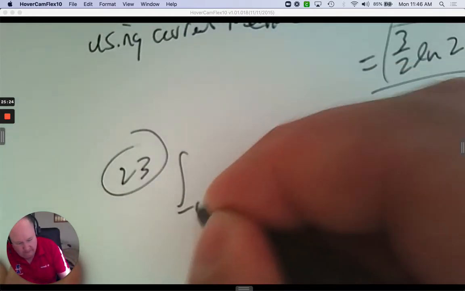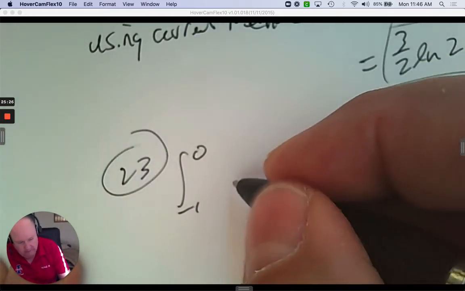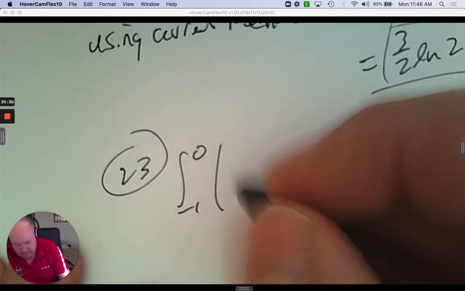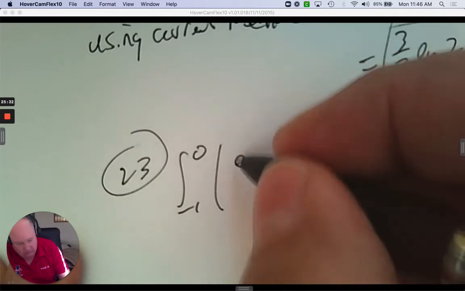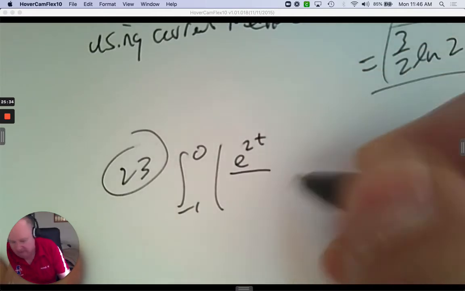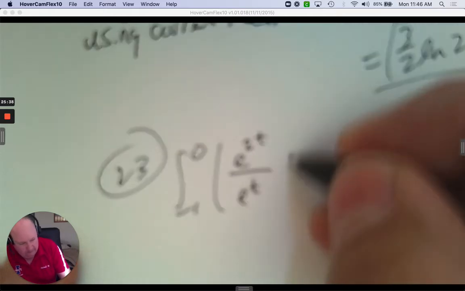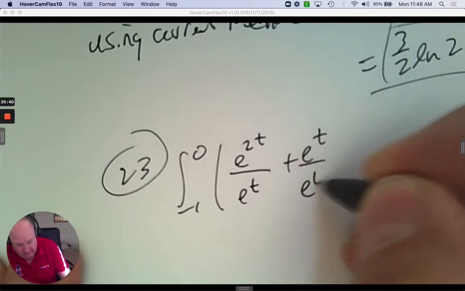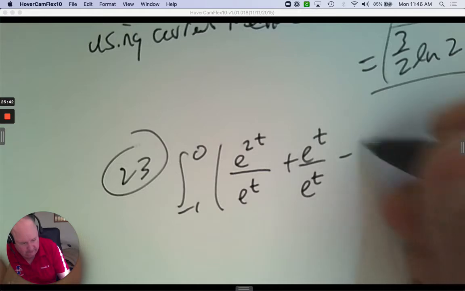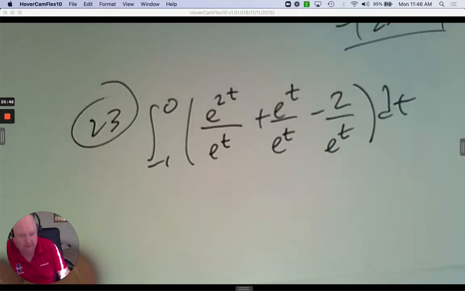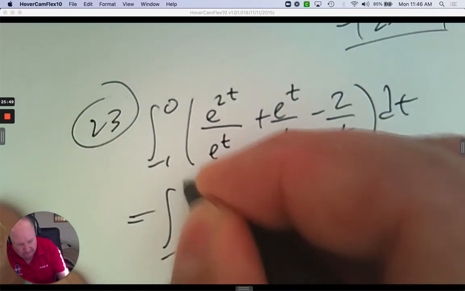We're integrating from -1 to 0. And what I notice is we have a monomial in the denominator. So that's the indicator to know we're going to write this as multiple fractions. e to the 2t over e to the t, plus e to the t over e to the t, subtract 2 over e to the t, and there we go. So there's the first step. And then we're going to simplify each one.